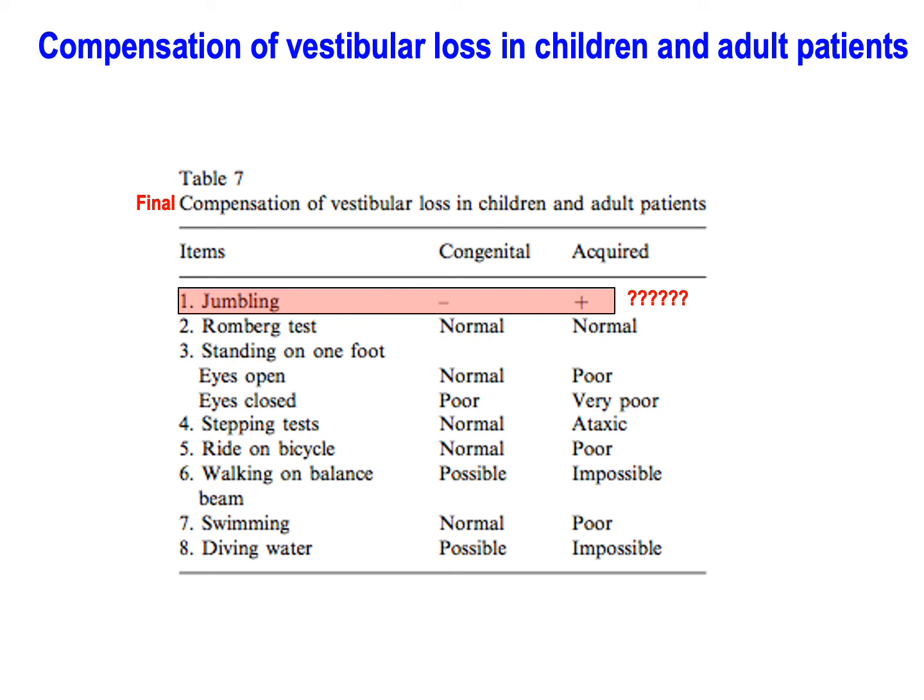Stepping tasks appear to be normal in those with congenital loss, so they're born with vestibular deficits, but it's ataxic, or very uncoordinated, stepping for those who have acquired vestibular loss. Riding a bicycle, individuals with congenital vestibular loss have no problems, they can do this, but it's quite poor for those who have acquired vestibular loss. Walking on a balance beam is possible for those with congenital vestibular loss, but impossible for those with acquired.